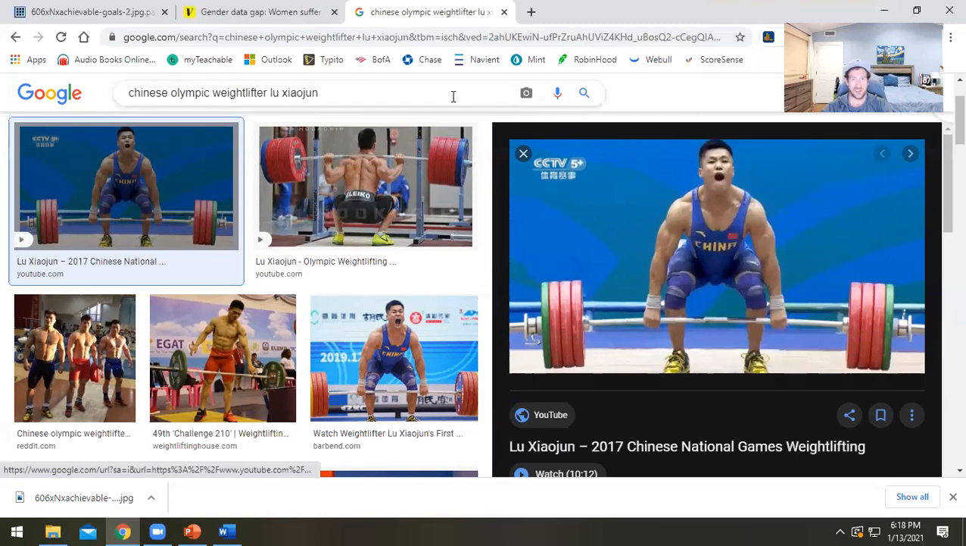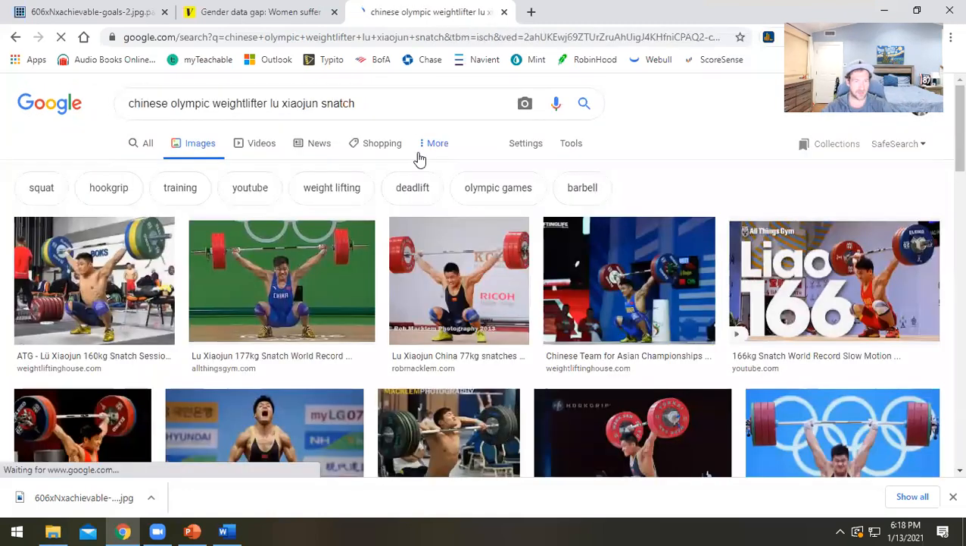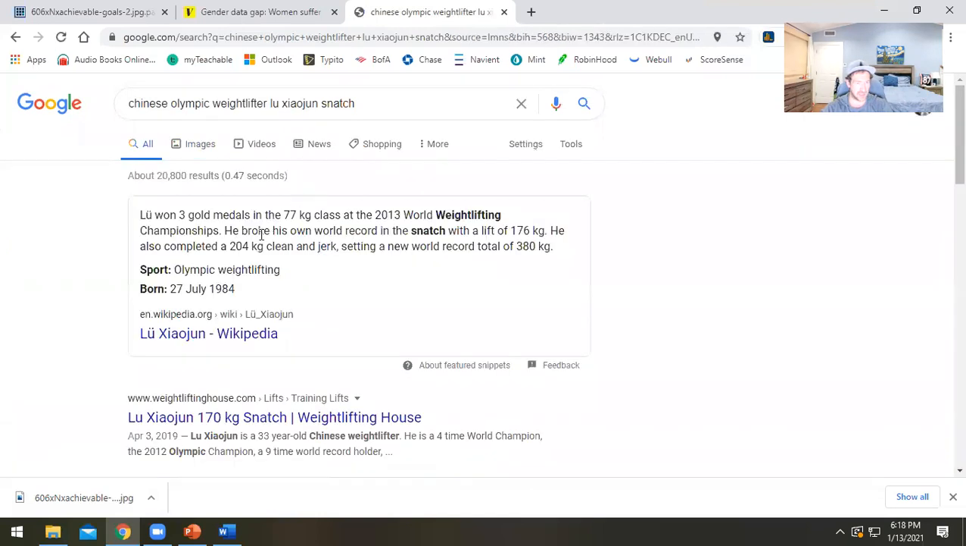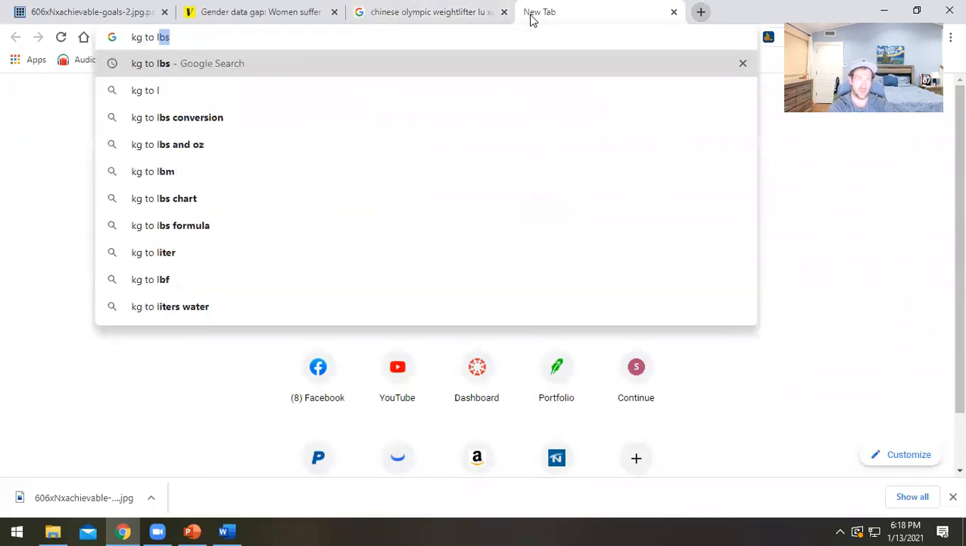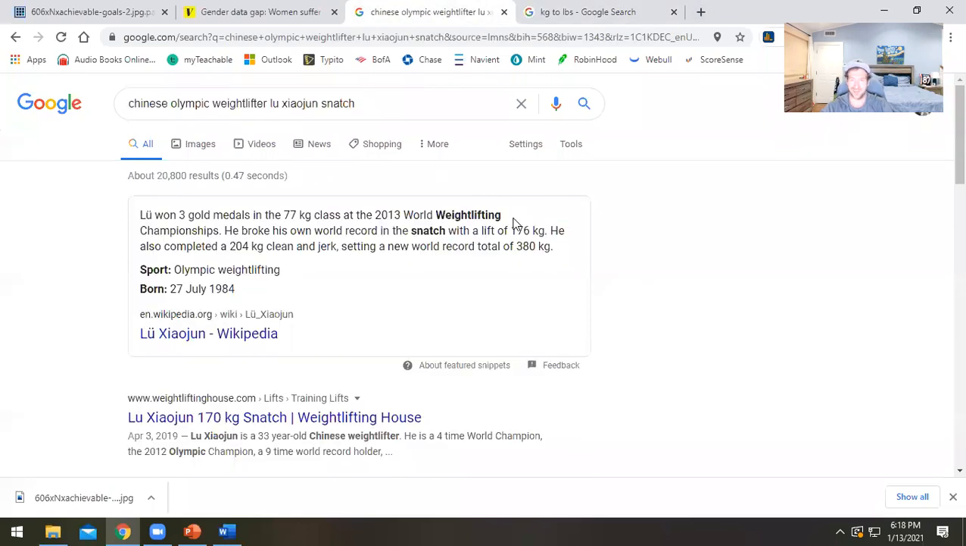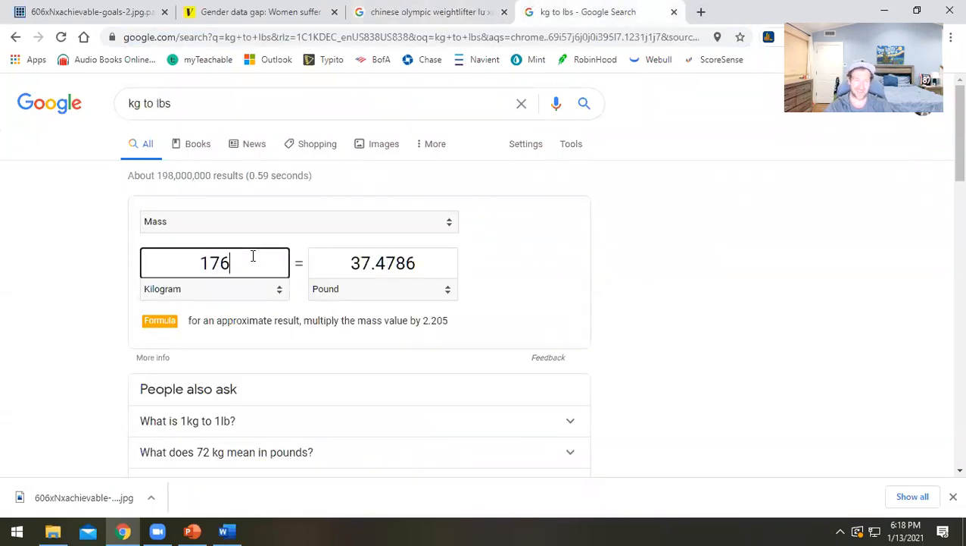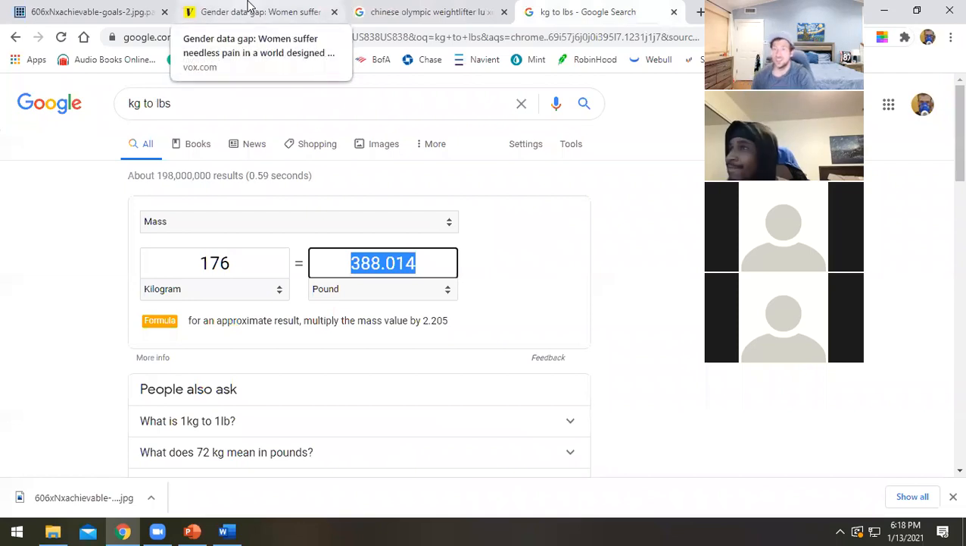Let's see, what is his snatch? He has a 204 clean and jerk and a 176 kilogram snatch. So kg to lbs, because everybody in here is American, myself included. 176. So that man can grab 388 pounds from the floor, and he can pull it all the way over his head like that. 388 pounds. That is an insane amount of weight.